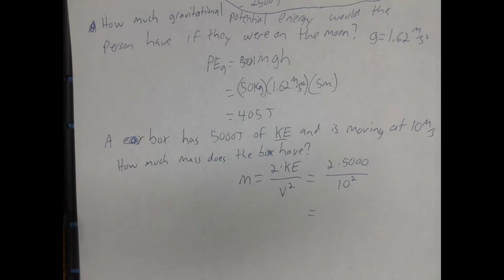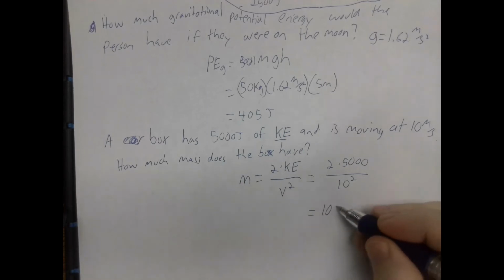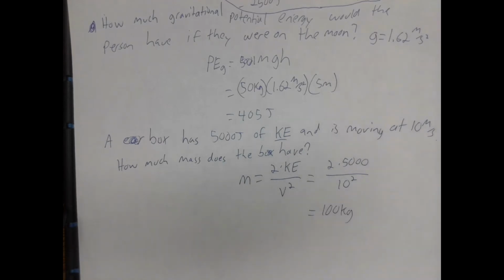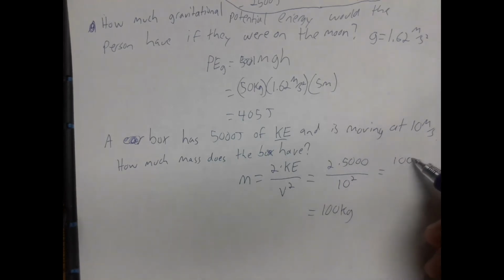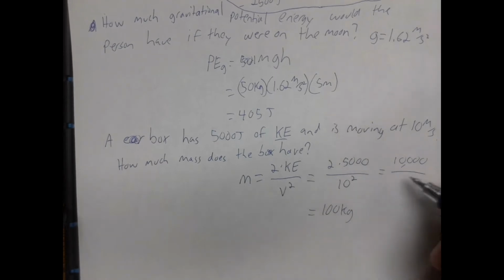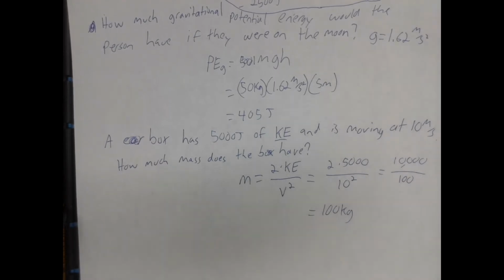What mass did y'all get? 100 kilograms. So 2 times 5,000 is 10,000. 10 squared is 100. These two zeros cancel out those two zeros, giving you 100. Everyone comfortable with word problems?